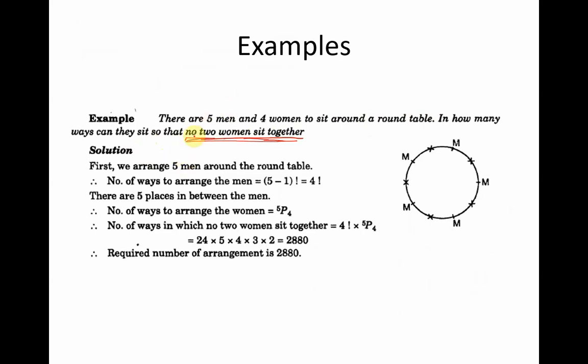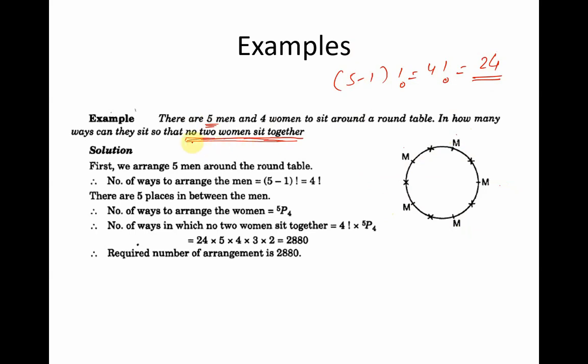So there are 5 men, and first of all we will arrange these 5 men around the table. These 5 men can be arranged around the table using the formula 5 minus 1 factorial, that is 4 factorial, that is 24 ways. Now let us say this is the arrangement of the men. 1, 2, 3, 4, 5.